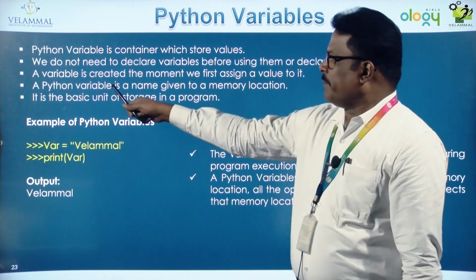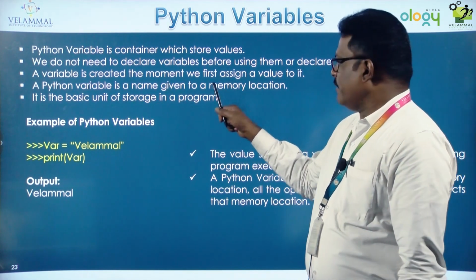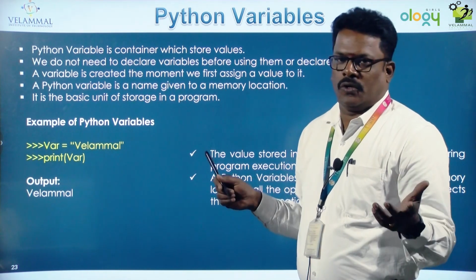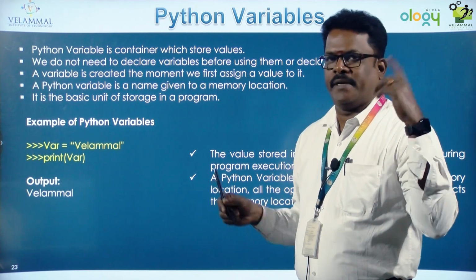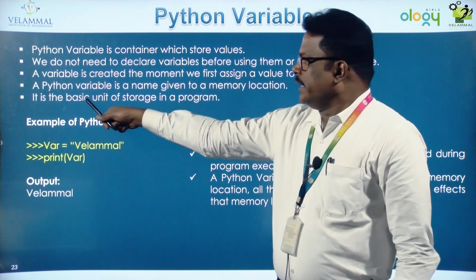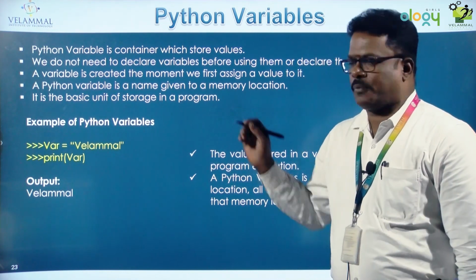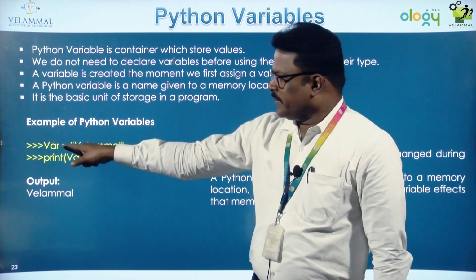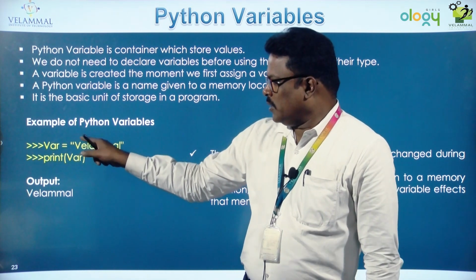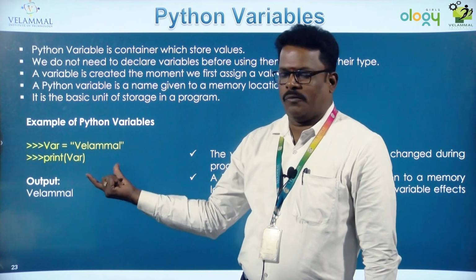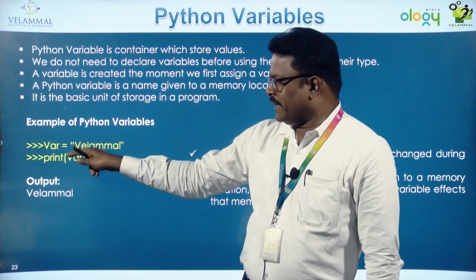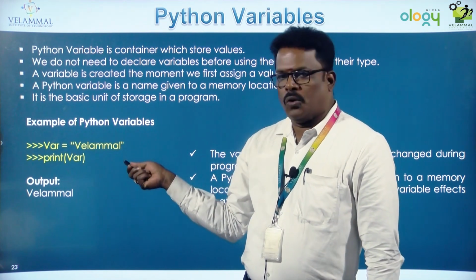Okay? A Python variable is a name given to a memory location. As I have told you, it is going to block a portion of memory. That portion's name is the variable name. It is the basic unit of storage in a program. For example, var equal to double quotes Velammal. I have given a string value because the Python interpreter is going to see the double quote.